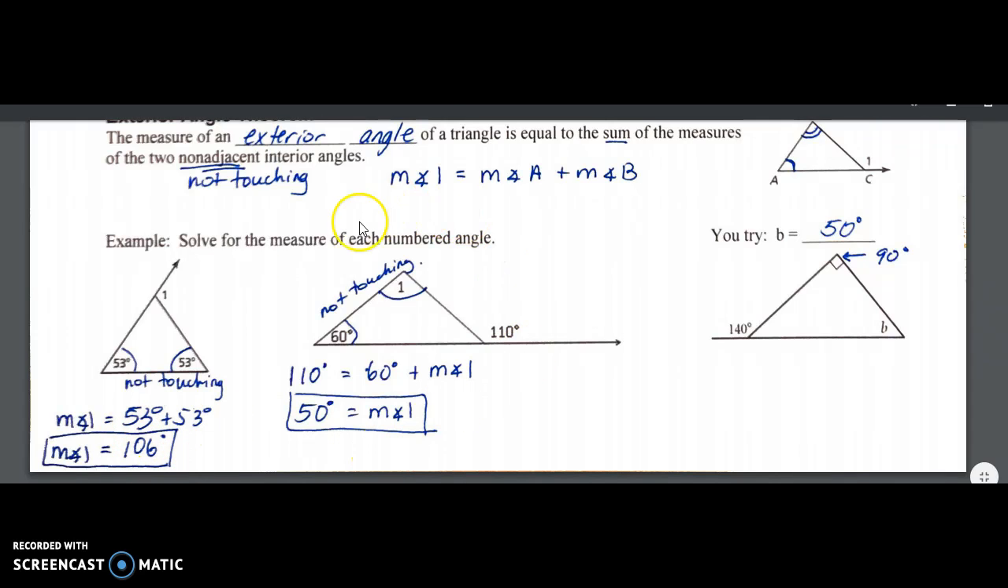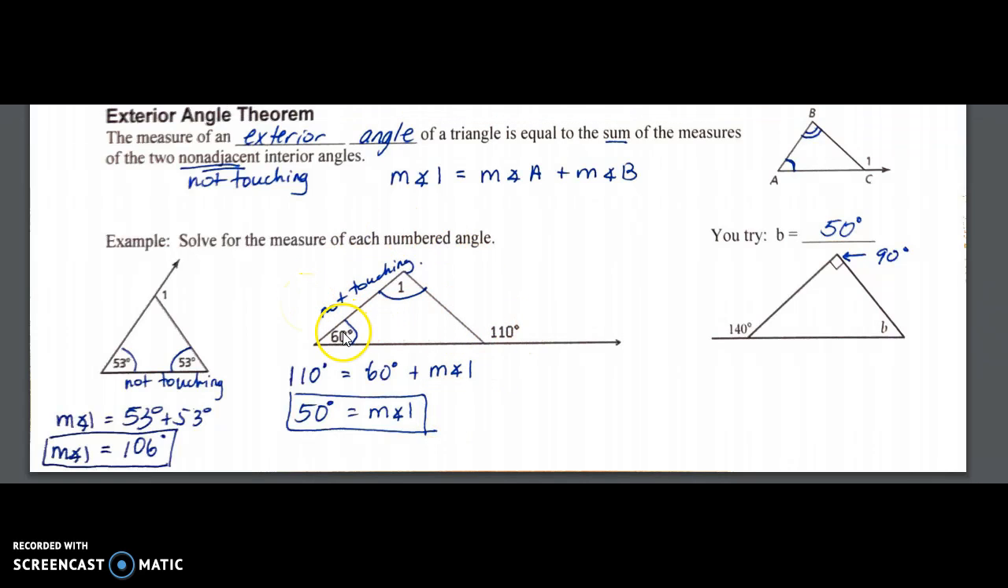Now, over here, for our second example, let's go ahead and take a look at that one. We have 60 degrees, we have 110 degrees, and we have angle 1. Now notice where angle 1 is this time. Okay, it is now inside our triangle.